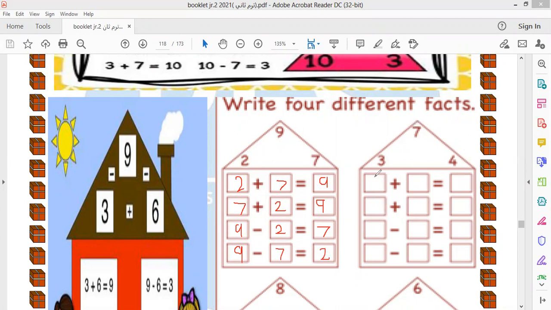And here we have three numbers, 3, 4, and 7. In addition problems, we write what? 3 plus 4 equals 7. Then we switch the two numbers: 4 plus 3 equals 7. But in subtraction problems, we start with the greatest number, which is 7. 7 minus 3 equals 4. And 7 minus 4 equals 3.